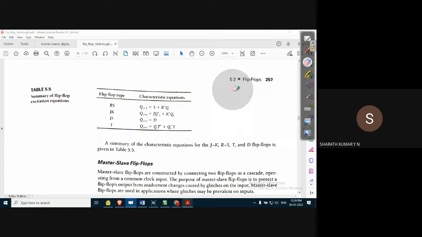The problem in the SR flip-flop is the intermediate state, or undefined state, when both inputs are 0 0. I think I wrote that wrong. Intermediate state. For the JK flip-flop, the characteristic equation is given as J Q(t)' plus K' Q(t). Now, in this case, we have what is known as a race around condition, the race around condition in the case of a JK flip-flop.